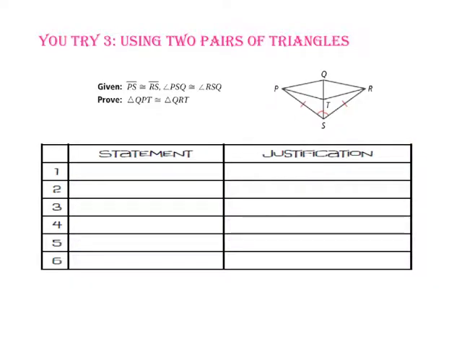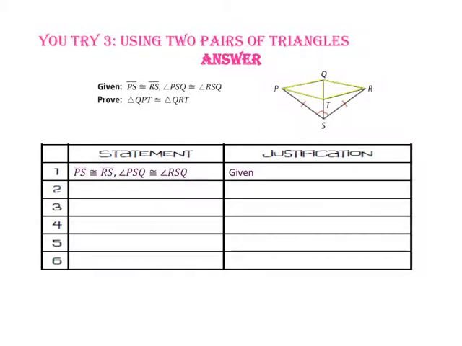Pause the video and do U try number 3. We want to prove that triangle QPT is congruent to triangle QRT. Let's start by outlining our triangles. We know that segment PS is congruent to segment RS and that angle PSQ is congruent to angle RSQ because it is given.